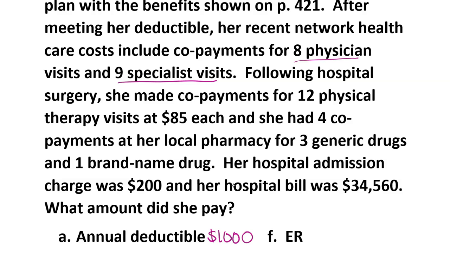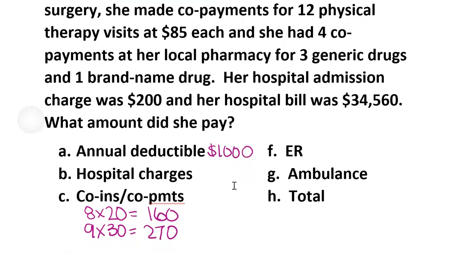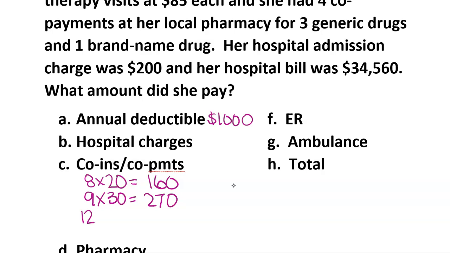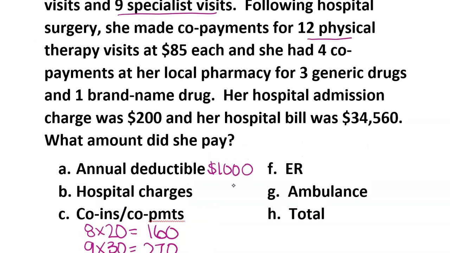So for co-payments, there's going to be 12 of them at $85 each. And she needs to pay 20% for those physical therapy visits. So here's what that part looks like. So we have 12 visits, $85 a piece, and she has to pay 20%. That comes to $204. Okay, so we did this one.